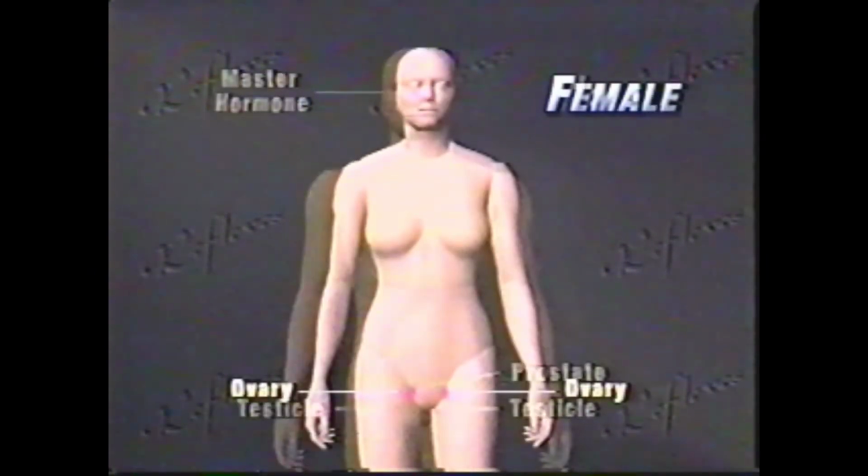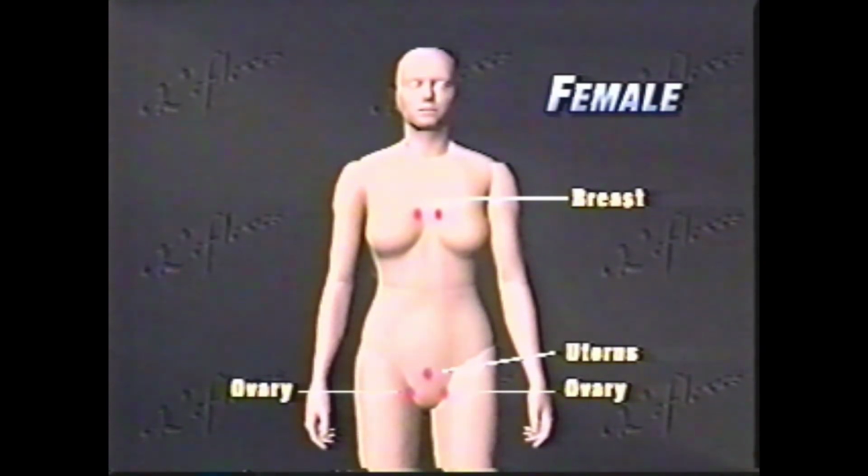On the female is the ovary reflex, located in the right and left groin area, even with the pubic bone. The uterus reflex is found at the center point between the umbilicus and the pubic bone. The breast or mammary reflexes are located just lateral to the sternum, where the top of the breast tissue begins. The master hormonal or hypothalamus reflex is in the center of the bridge of the nose.